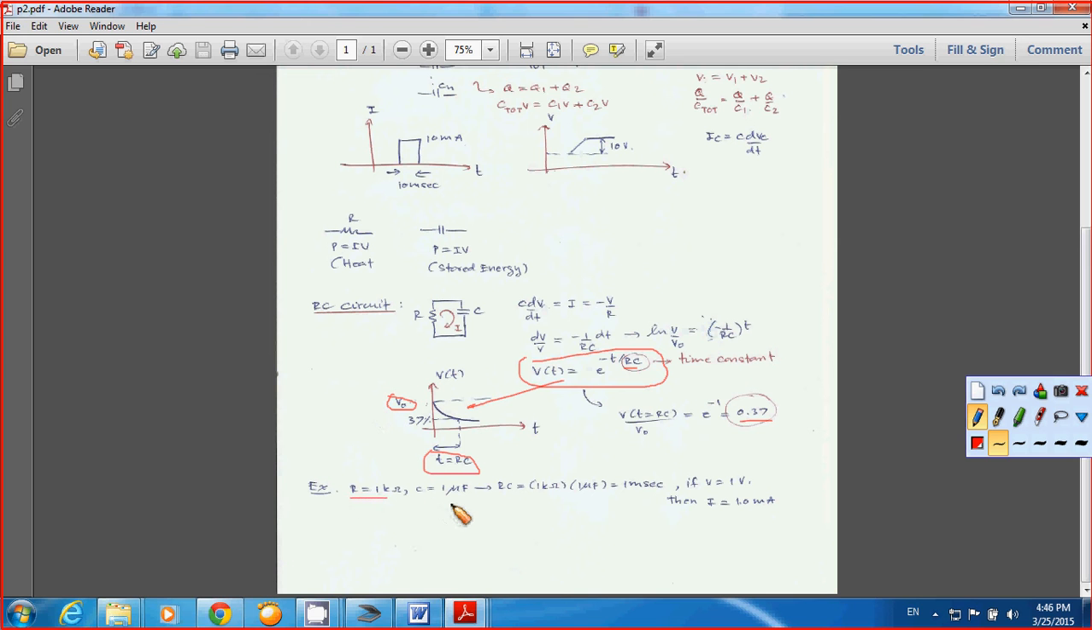Let's say you have R equal to 1k and C equal to 1 microfarad. Your time constant, or RC, is going to be 1 kilo-ohm multiplied by 1 microfarad. It gives you 1 millisecond. So if your voltage is 1 volt, then your current is going to be 1.0 milliamp, because you can use this relation here.